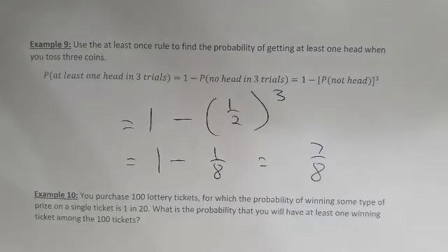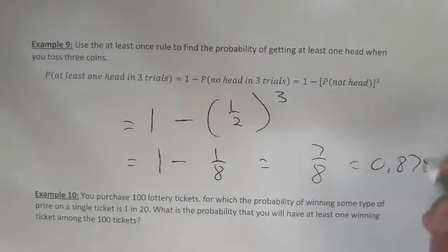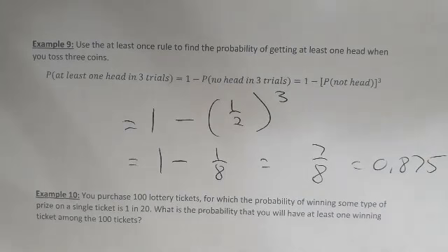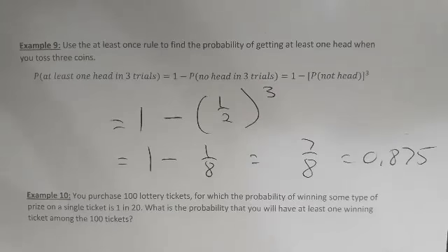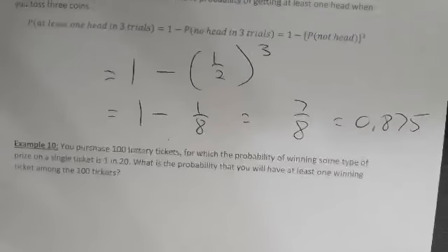So it appears 7 out of the 8 times, or 0.875. So about 87.5% of the time, you should be getting at least 1 head in 3 trials. Which, if we go back and look at all our possible outcomes, there is only one outcome where we don't get any heads. So in 7 out of the 8, we're getting at least 1 head. There's one possible outcome where we don't get any heads. That's all tails, right? So this should match up with what we were saying previously with our outcomes.